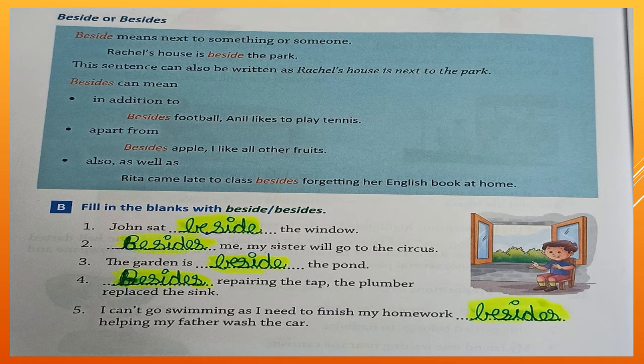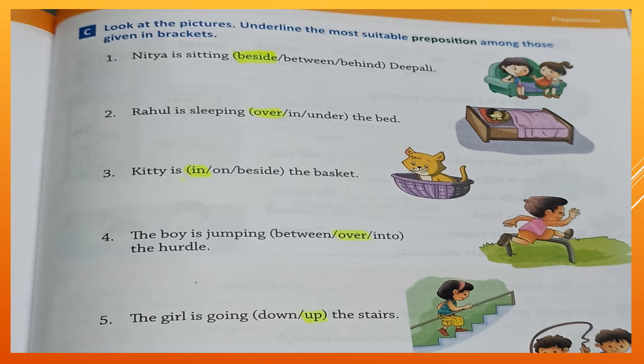So besides replacing the tap, repairing the tap, the plumber replaced the sink, right? Here we'll use besides. Now fifth one: I can't go swimming as I need to finish my homework besides helping my father wash the car. Like here we'll use besides. So here I hope you understood the difference between beside and besides. I hope you understood that well.